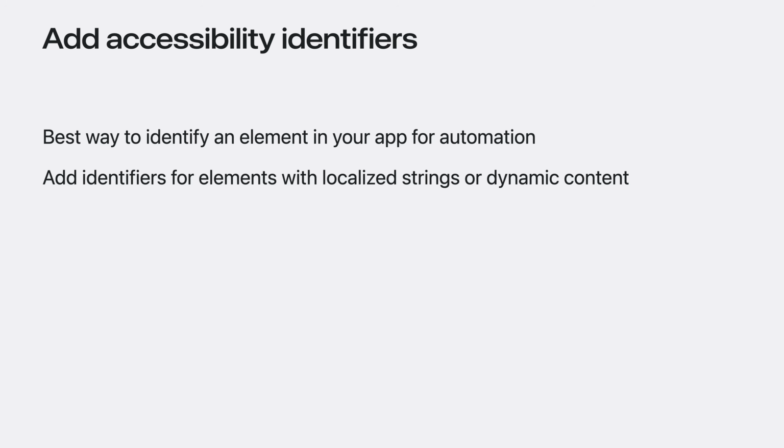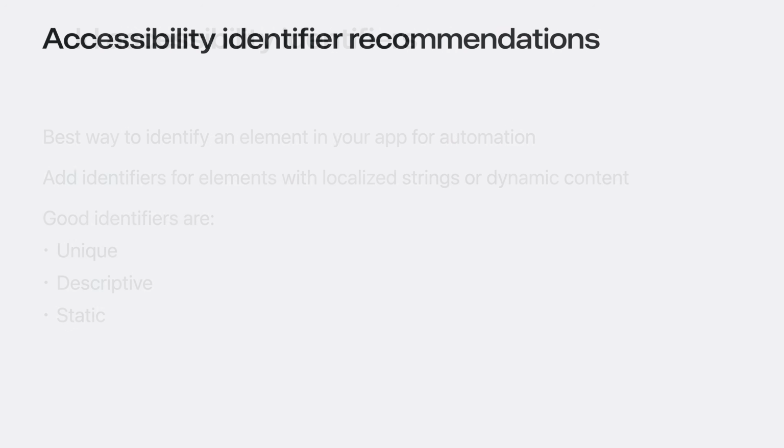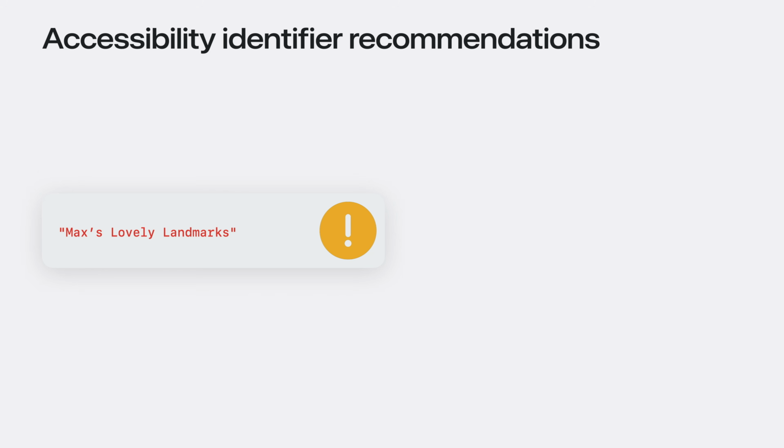It's a good idea to add accessibility identifiers to elements with localized strings or dynamic content. That includes content found in any of your data models or content that's downloaded from the internet. Good identifiers are unique within your entire app, descriptive enough to detail the element that they are on, and static, not reacting to changes in content. While titles and descriptions might change, good identifiers always describe the contents of the element they are attached to. That way, we can be sure my lovely landmarks stick around forever.